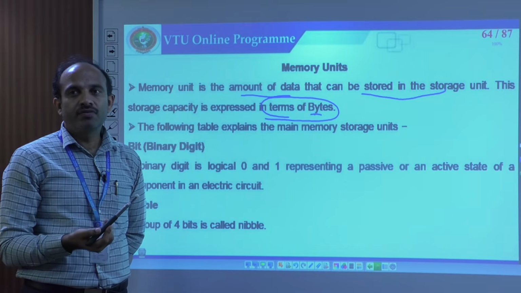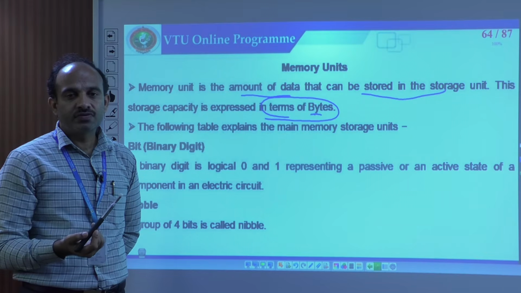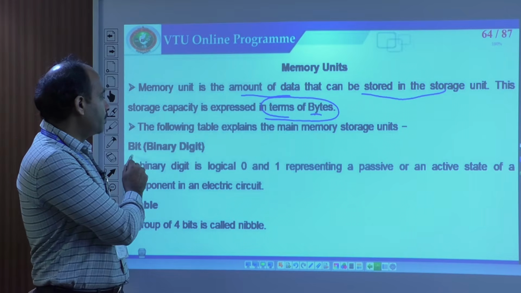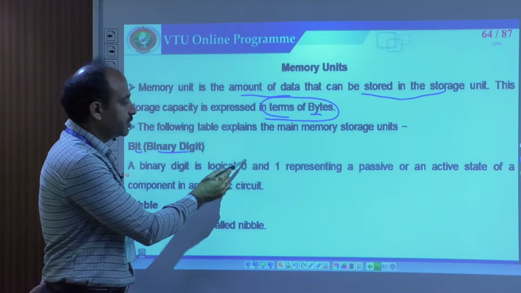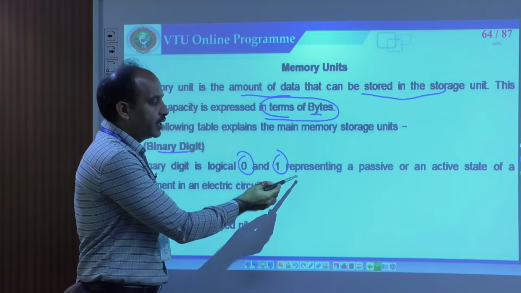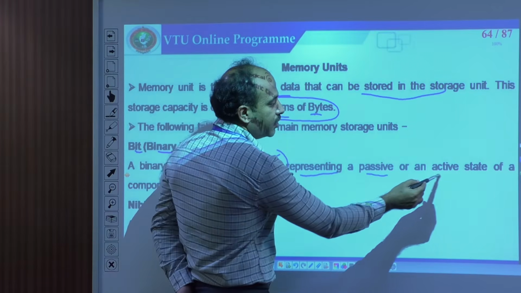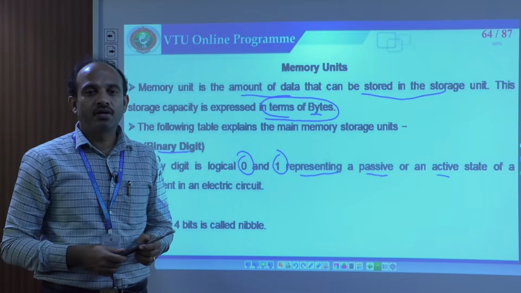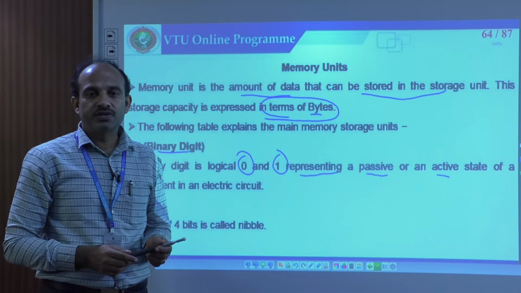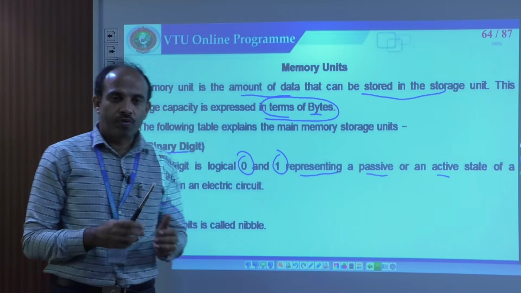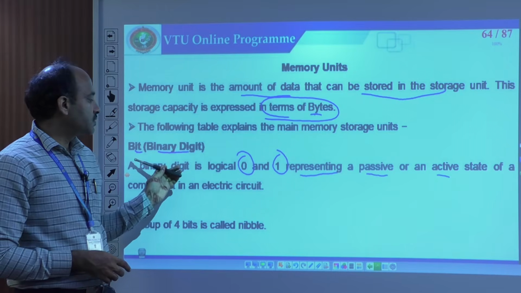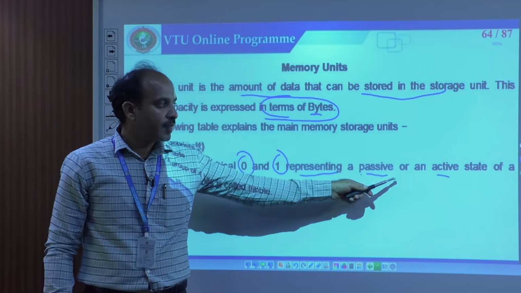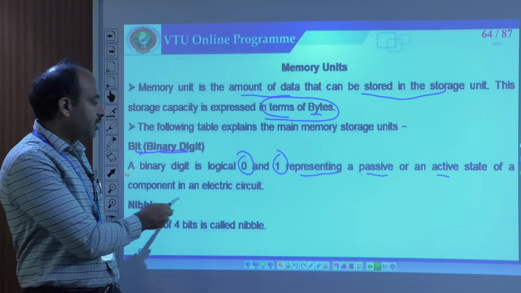First, bit. Anything which we send, the instructions will be in the form of binary digits, that is 0 or 1. That is called a bit. It's a binary digit, nothing but 0 and 1, representing a passive or an active state. In programming languages, if it is true we call it 1, if it is false it is 0. Similarly, anything you want to process consists of these binary digits 0 and 1.